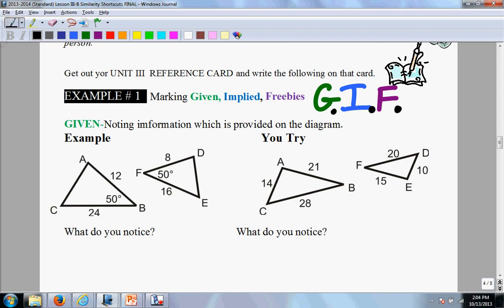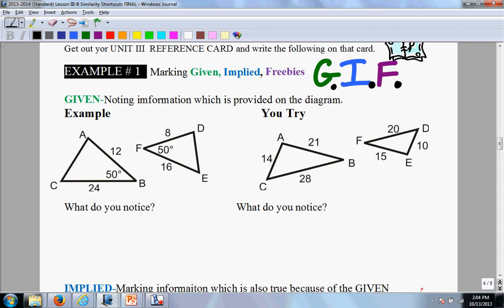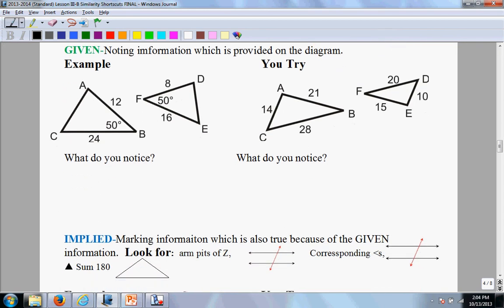We're going to first learn how to mark given information. So we're noting information which is directly provided on the diagram. You're just noting it. You circle it, you make some sort of note about it, and you physically mark it up on the diagram. For example, right here on these diagrams, let's take a little summary of what we notice here.